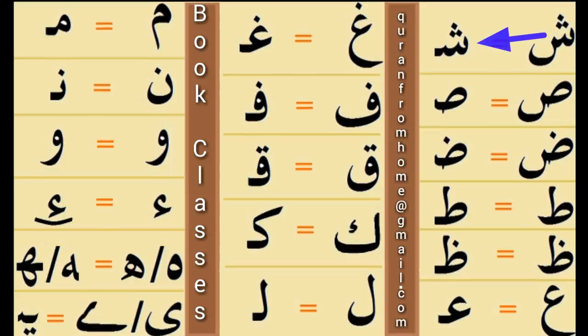This is a small Sheen. A small Swad looks like this, just the head of the Swad and no body. A small Thad looks like this. This is a small Ta. It's almost the same as a normal Ta. And this is a small Za.